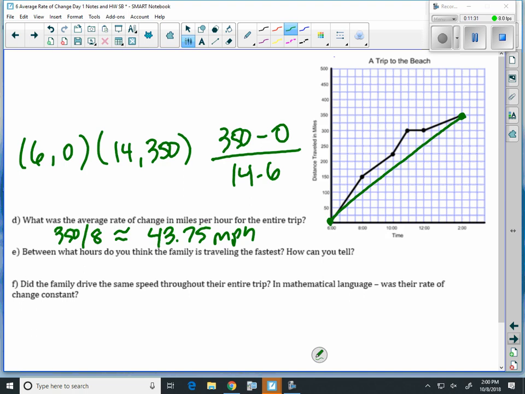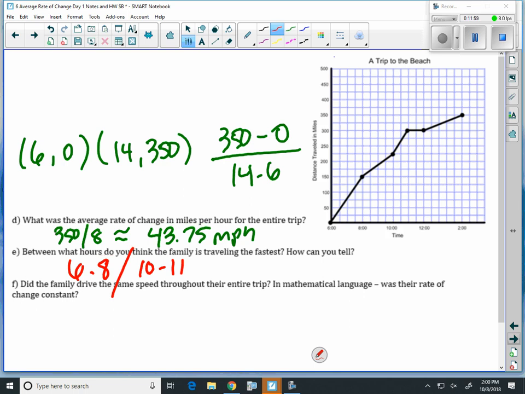Part E, between what hours do you think the family is traveling the fastest? Where do you think they're traveling the fastest? Shout them out. 6 to 8. Anybody have another thought? What do you think, Max? 10 to 11. 10 to 11? Any others? You said 11. 11 to 12? No, I was joking.